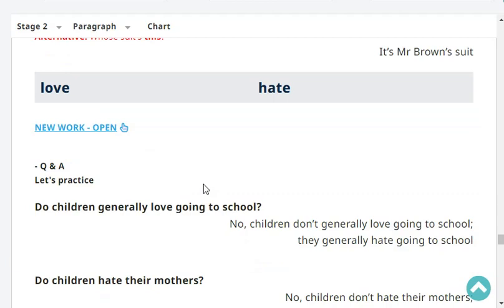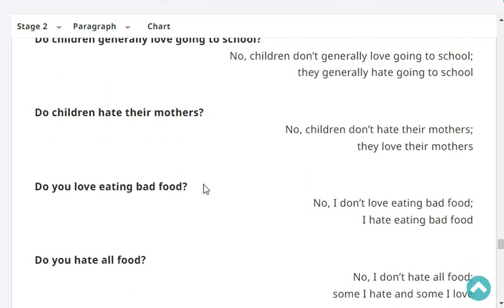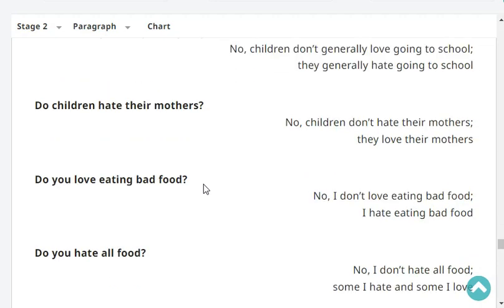Do children generally love going to school? No. Children don't generally love going to school. They generally hate going to school. Do children hate their mothers? No. Children don't hate their mothers. They love their mothers.